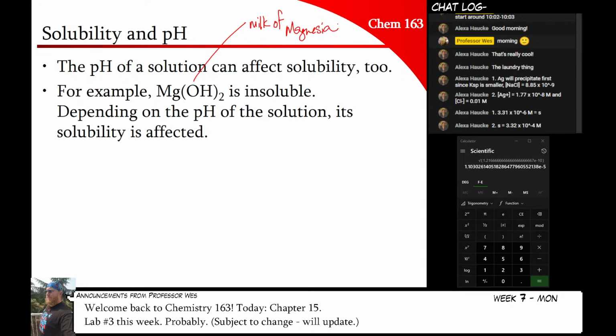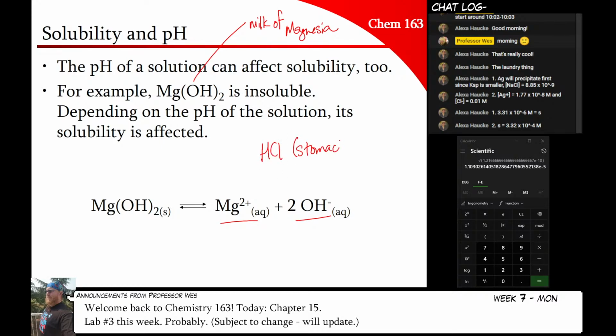And the reason for that is because if this were to dissolve, you get this equilibrium, which means I would have these things in solution. And if I had acids, such as HCl in, say, your stomach, HCl would see this and go, oh, I'm going to react with that and remove it from the solution. Well, if I'm removing a product from the solution, what happens to the equilibrium? Well, it moves in this direction, right? And then more dissolved.